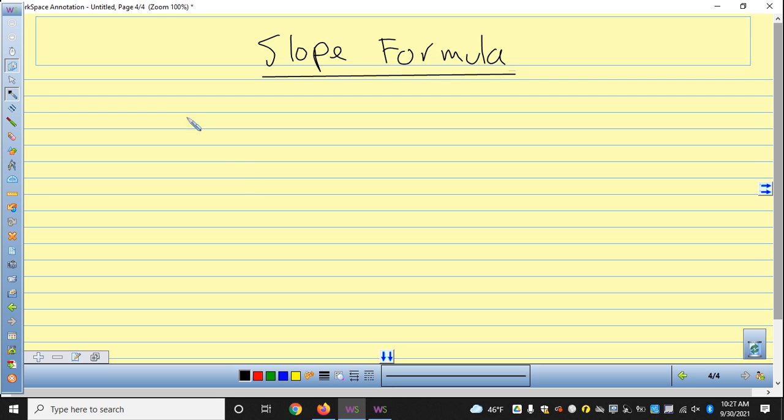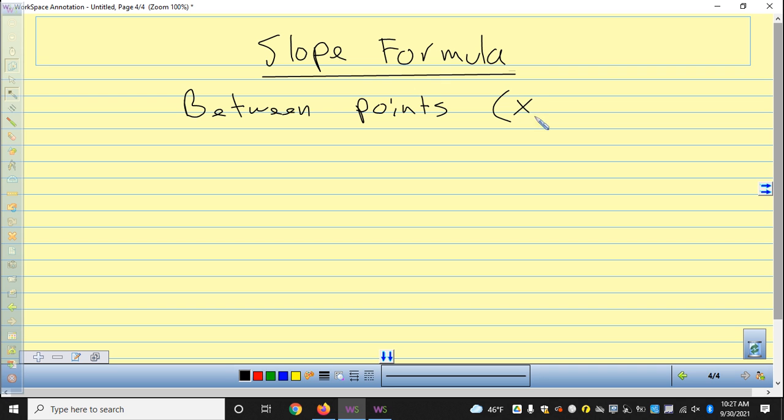The slope formula between points. All right, guys, enough with the paper. Between points (x1, y1) and (x2, y2). The x and the y are the coordinates. The 1 and the 2 are just saying this is the first point and this is the second point.